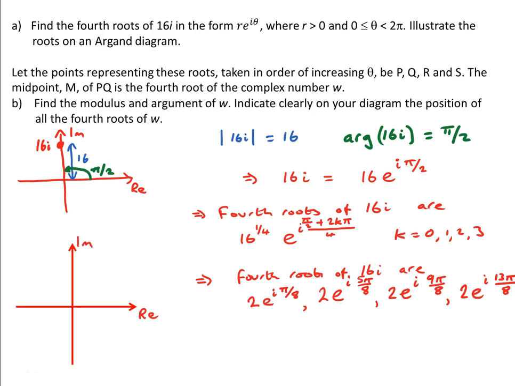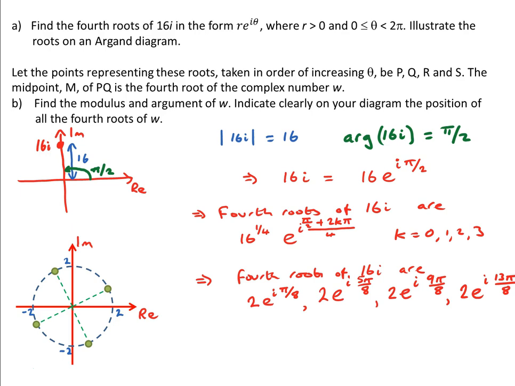So, to draw these points on the Argand diagram, we first of all know that they all lie on a circle of radius 2 and centre the origin, because the modulus of each of the roots is 2. The first root has got an argument of pi by 8. That's about there. The second root has got an argument of 5 pi by 8. The third root has got an argument of 9 pi by 8. And the final root has got an argument of 13 pi by 8.